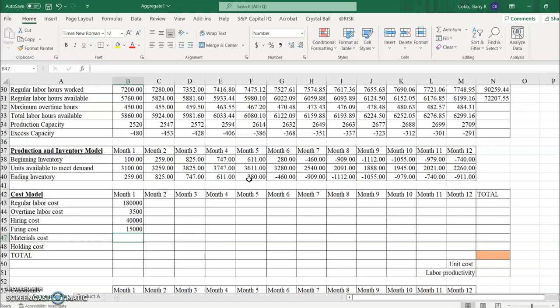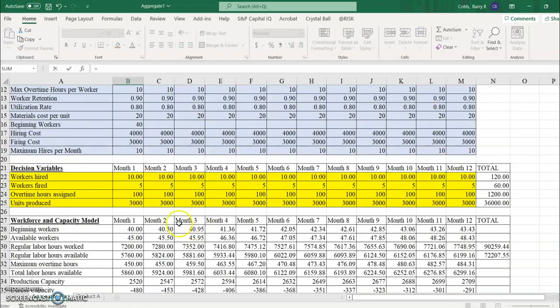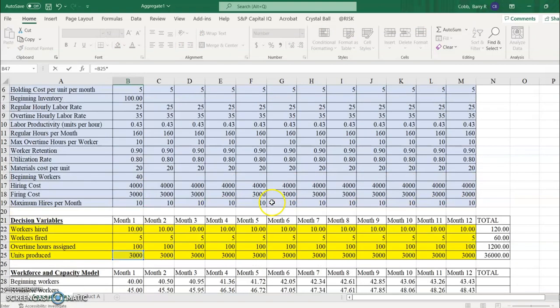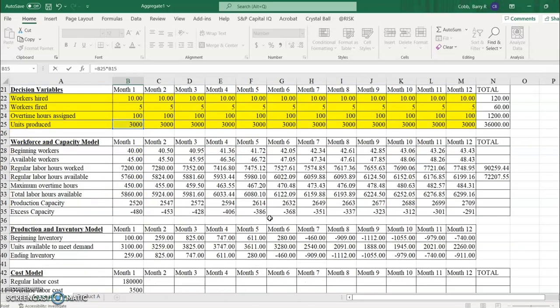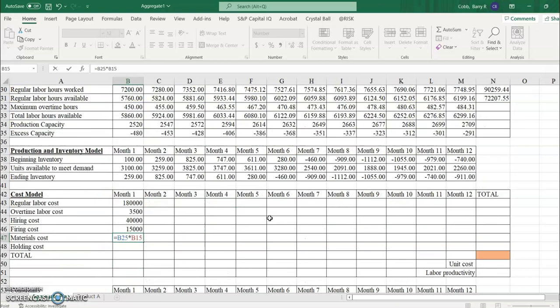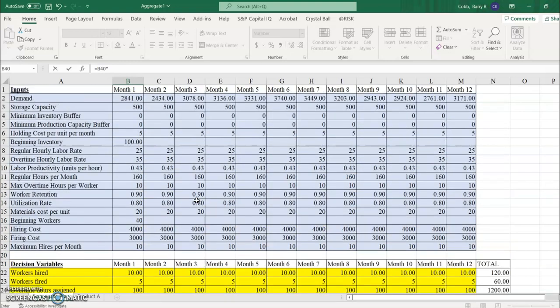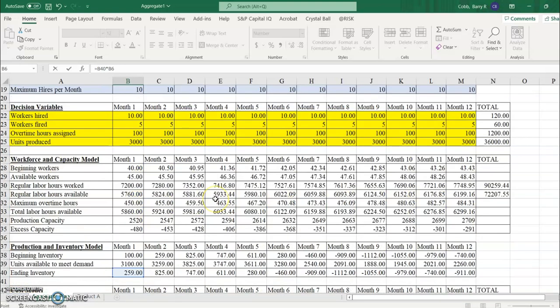Now, our model will capture materials cost, and so the materials are going to be based on the units produced times the materials cost per unit. The holding cost in this case will be based on the ending inventory. So that will be ending inventory times the unit holding cost per month, which is on line 6.